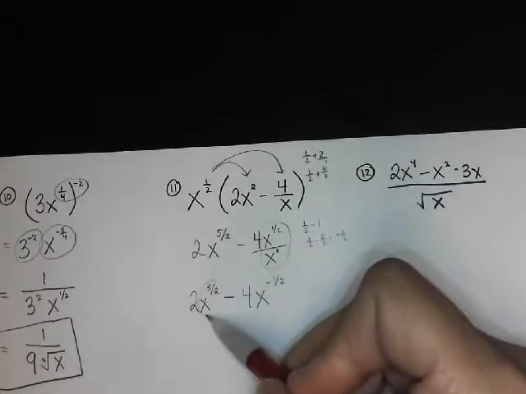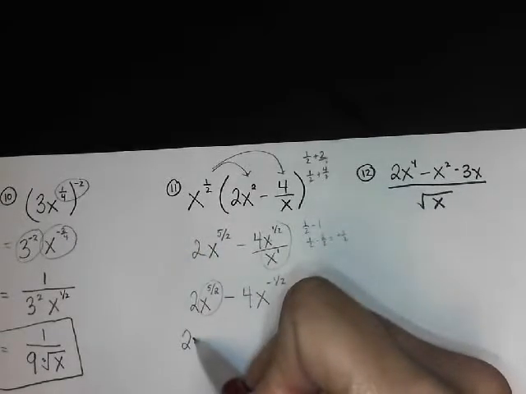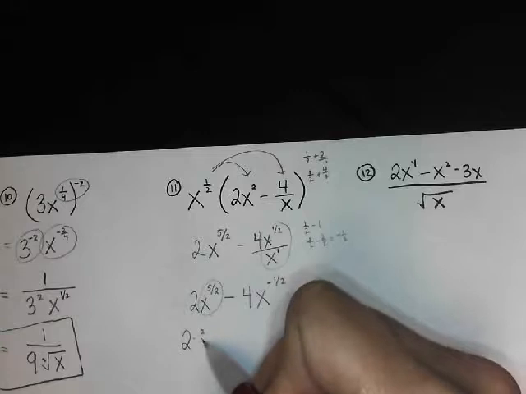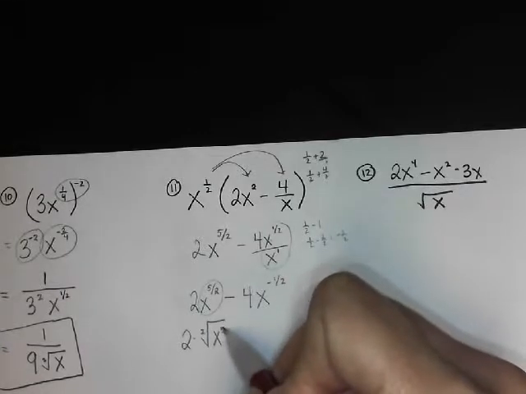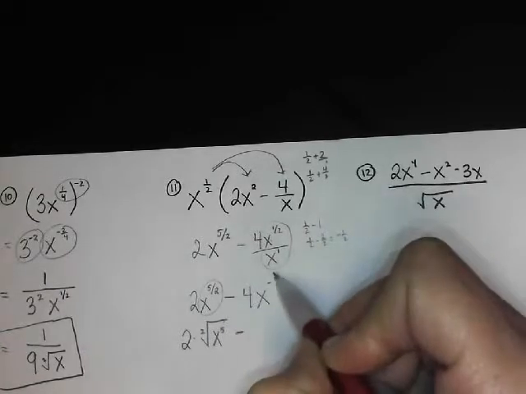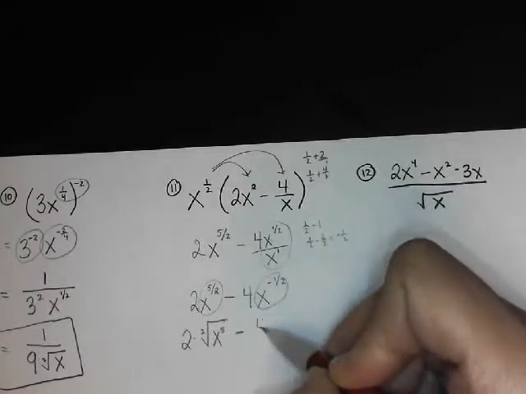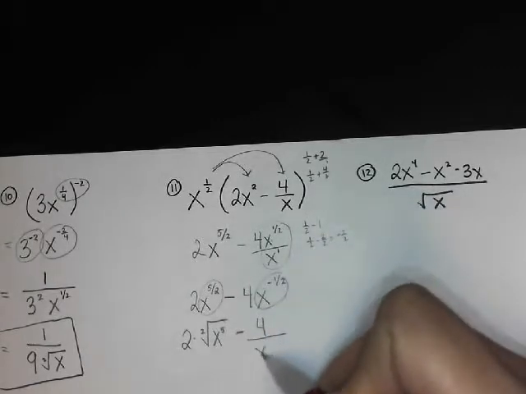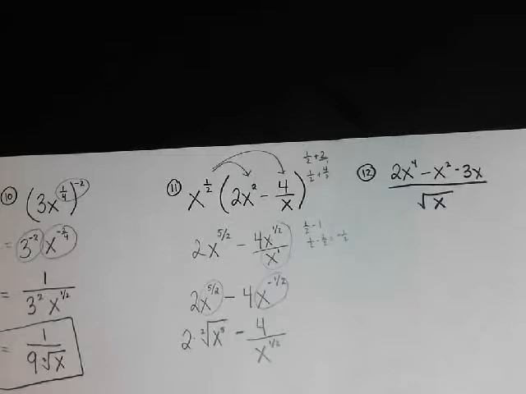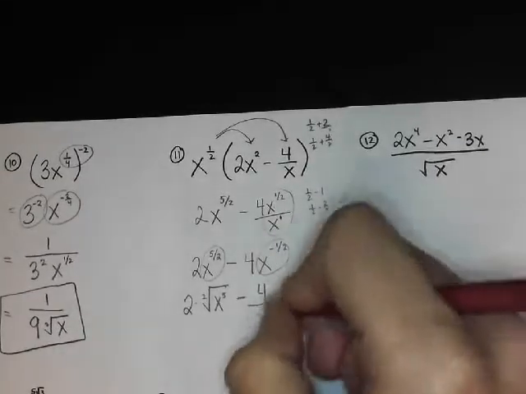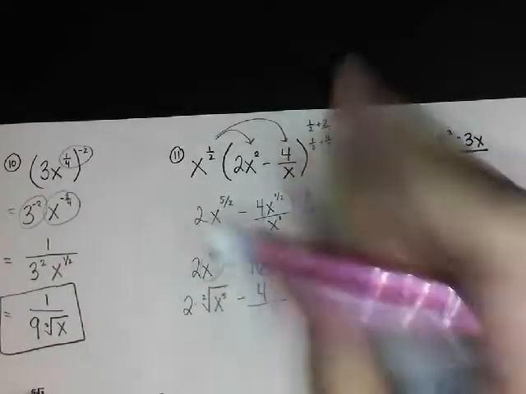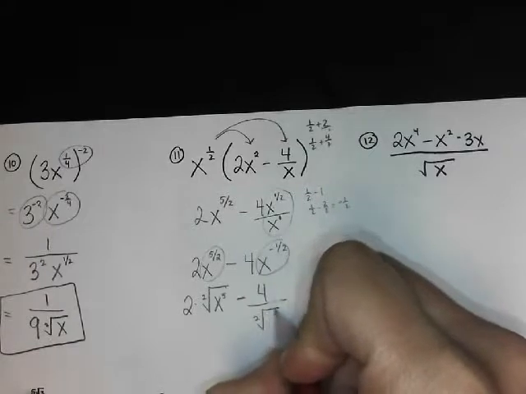This is going to turn into a radical. 2 times the square root of x to the 5th minus, this needs to move to a denominator, so 4 over x to the 1/2 power. And then your x to the 1/2 power can change to the square root of x.